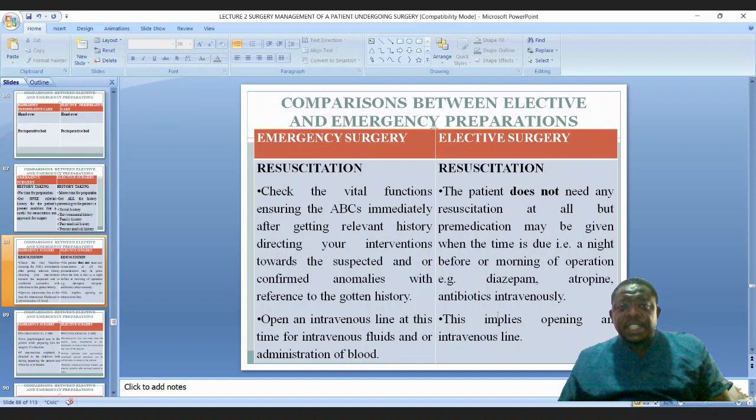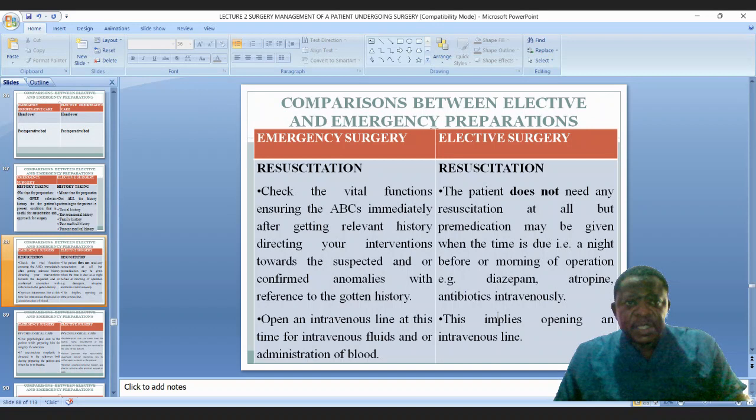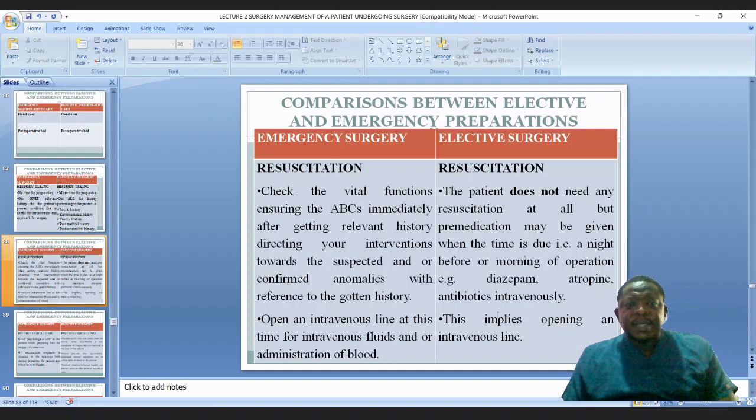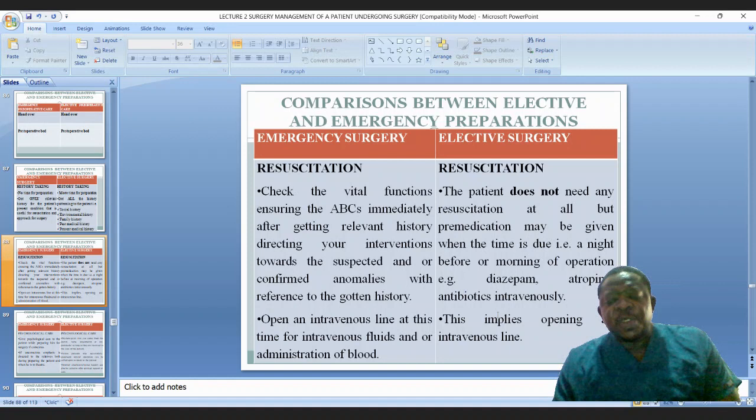Resuscitation. In an emergency situation, you check vital function, that is the ABCs, immediately after getting relevant directed history, so that it can help you direct your intervention towards the anomaly that the patient has. You can open an intravenous line for intravenous fluid and administration of blood. Whilst in elective surgery, the patient does not need any resuscitation at all, but pre-medication may be given when the time is due, that is the night before the operation. You can also cannulate the patient for administration of IV fluids in elective surgery. So this is what we can talk about to do with comparison, similarities or dissimilarities that may exist.